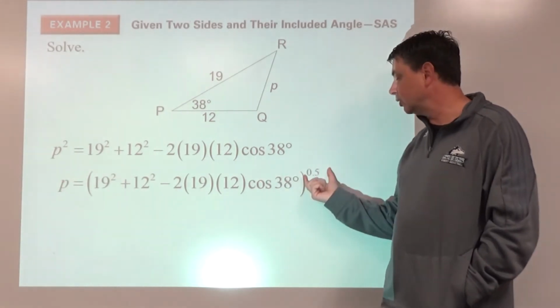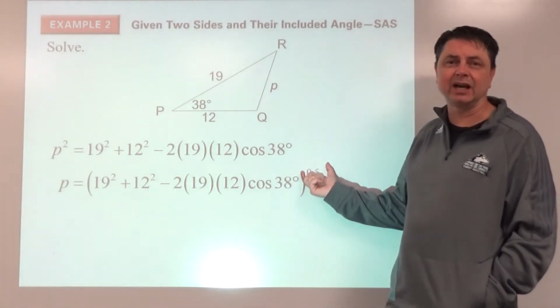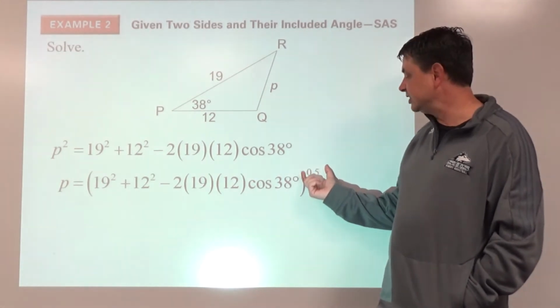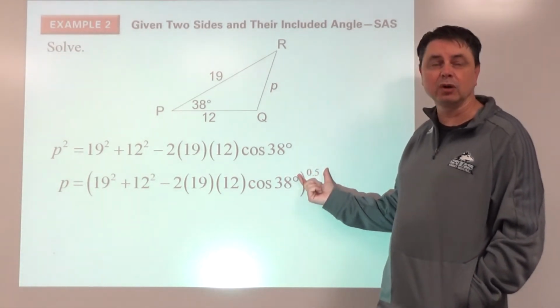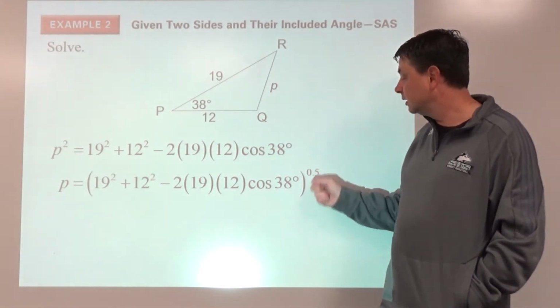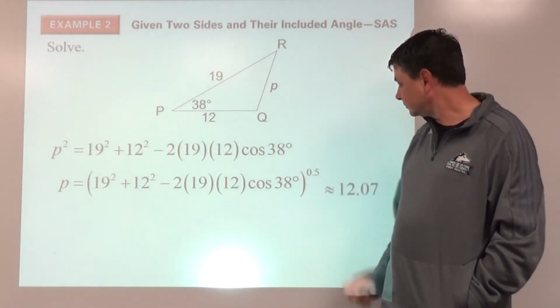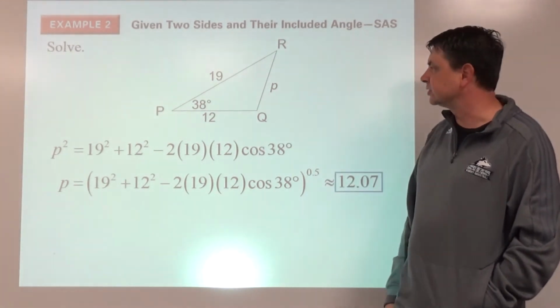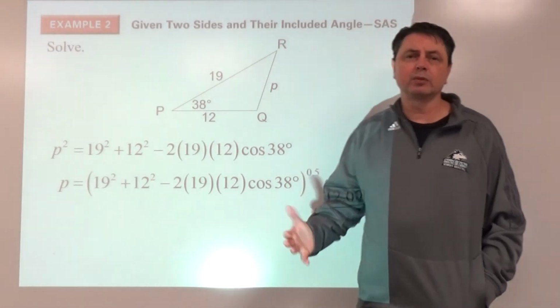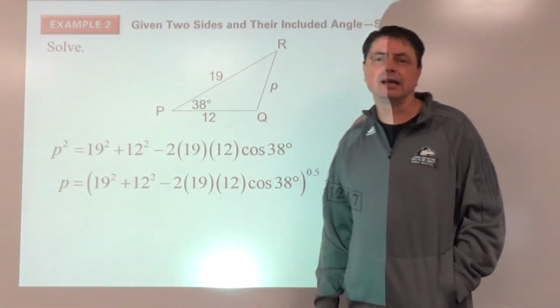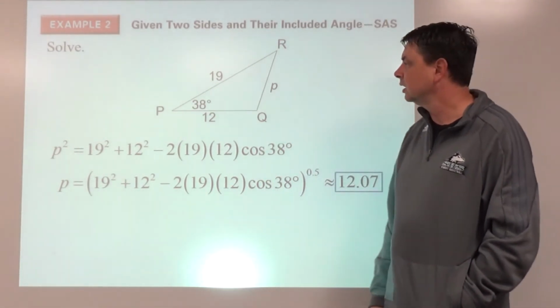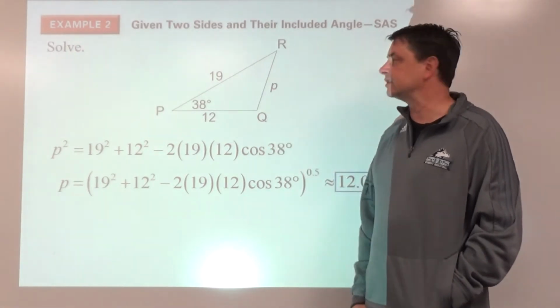Usually when I'm operating with a calculator, it's easier just to raise to the half power, which is the same thing as square rooting it. So that's what I did. You get that it's about 12.07. From there we could proceed into law of sines if we wanted to, or cosines, but my preference is sines.